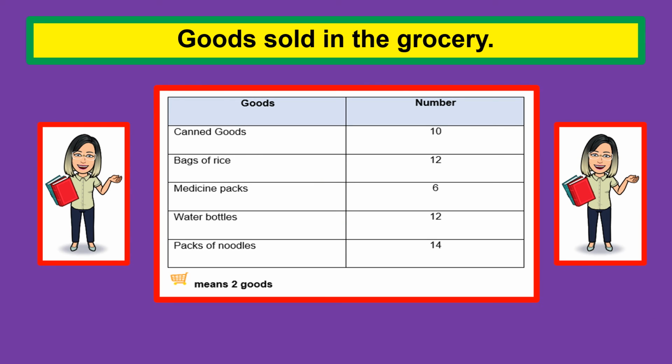We need to make another pictograph. We have the goods sold in the grocery. So the symbol means 2 goods. We have the cart. The cart is represented as 2 goods. For canned goods, we have 10. Bags of rice, we have 12. Medicine packs, we have 6. Water bottles, we have 12. And packs of noodles, we have 14.